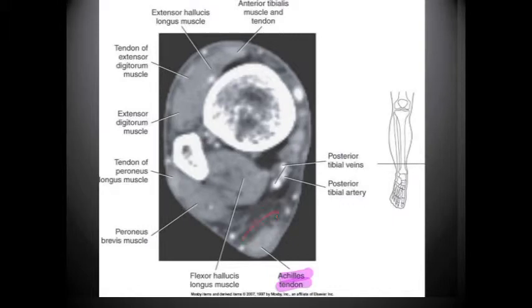Venturing down even farther, we have the Achilles tendon looking more prominent in the posterior portion. Notice we have the posterior tibial veins here and posterior tibial arteries. The veins are going to look much more dilated than the arteries will.